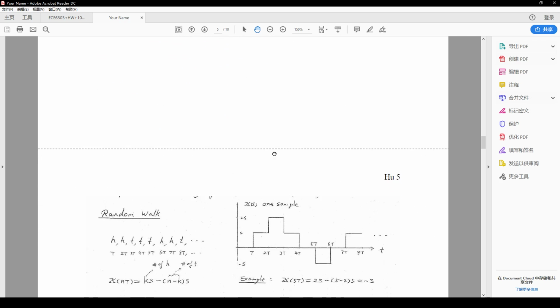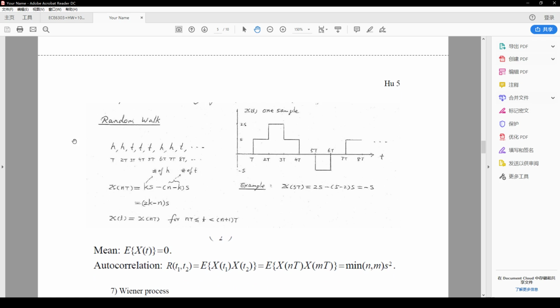And then it's the random walk part. The random walk is defined like this, and the mean value is also 0. And the autocorrelation is equal to the minimum of n and m times sigma squared. So when n goes to infinity, we will have the Gaussian density. The autocorrelation function contains the term that comes from the property of independent increments.